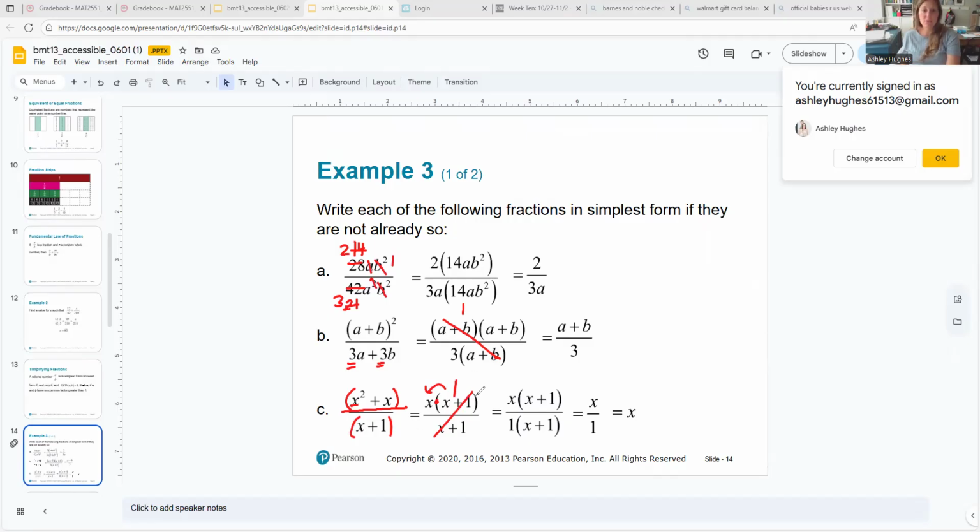And some students prefer to see it kind of like this. I could write this like this, right? I can imagine this is 1 times x plus 1. So I have x times x plus 1 over 1 times x plus 1. And what's x plus 1 divided by x plus 1? 1, because anything over itself is 1. And so anyways, that's how that part cancels, and we get x left.